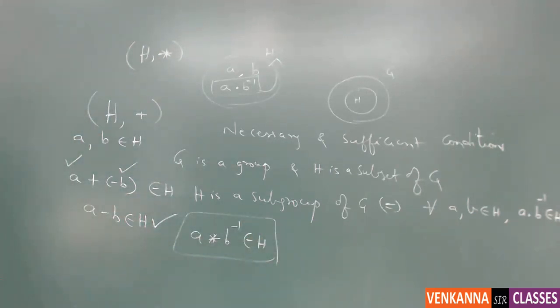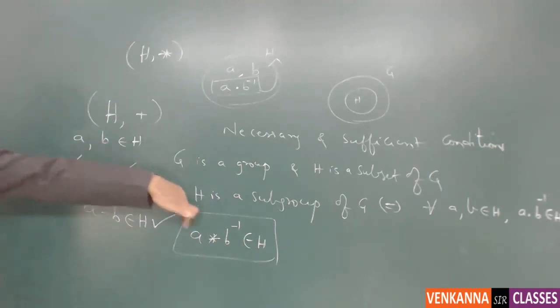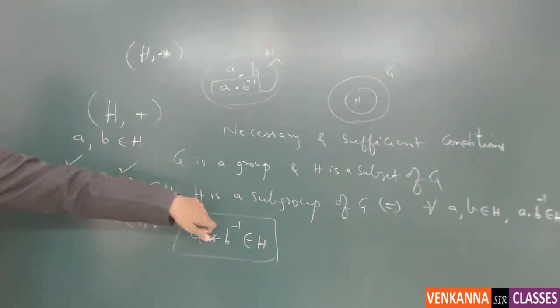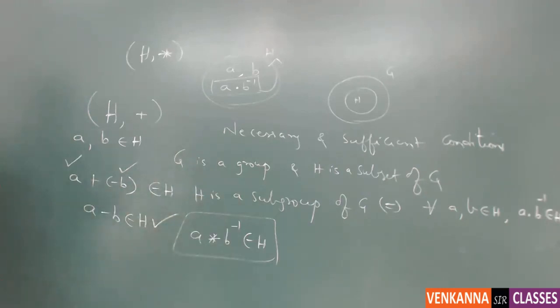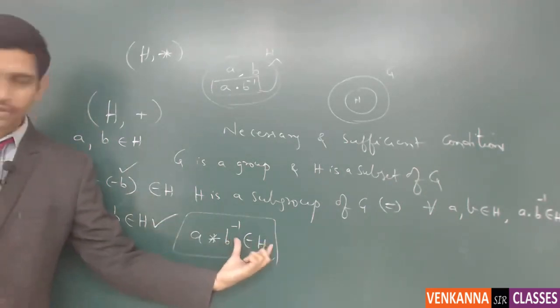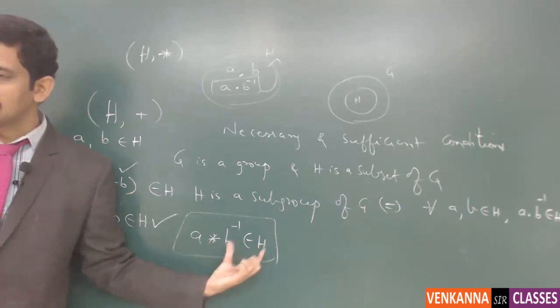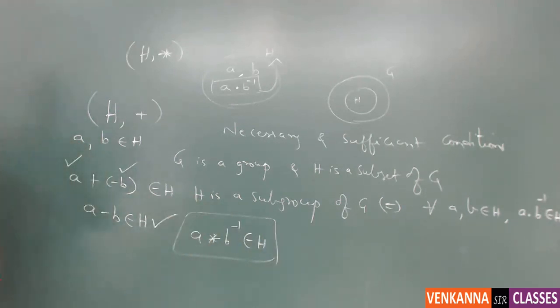So I take the first element as it is. I take inverse of the second element. Between these two, I am applying the operation. The result must belong to H. Basically, all these values A, B, B inverse belong to the group. So this result must belong to H. If it satisfies, it will become the subgroup. Clear?